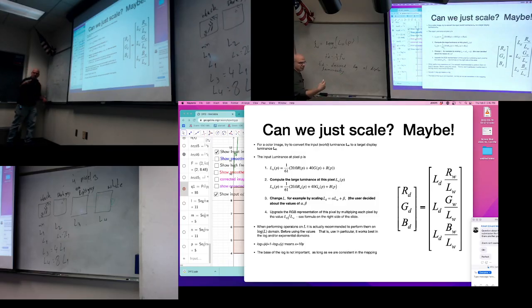But hey, I want to change the RGB. The RGB you are leaving as is. You don't need to take the logs. They are perfectly happy where they are in all the operations. You will multiply the RGB all by the same constant, and this constant would be the scale, which is L display divided by L world.